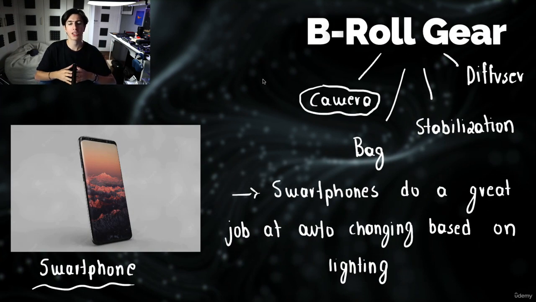Now let's start with the gear. As we said, the camera is going to be your smartphone, and smartphones actually do a great job in changing automatically and adapting to the different lighting conditions out there. If you can recall, in the shooting indoors lesson, I advised you to download a plugin to help to change the ISO, the frame rate, and the shutter speed of your camera.